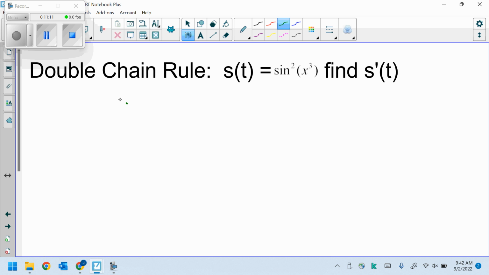All right, there are situations where we've got a double chain rule. Now, s of t is equal to sine squared of x cubed. Remember, whenever you've got a trig function raised to an exponent, you're going to rewrite that function in parentheses. You've got the sine of x cubed, which is being squared. Do you notice two sets of parentheses? If there's two sets of parentheses, that means we've got to use the chain rule twice.